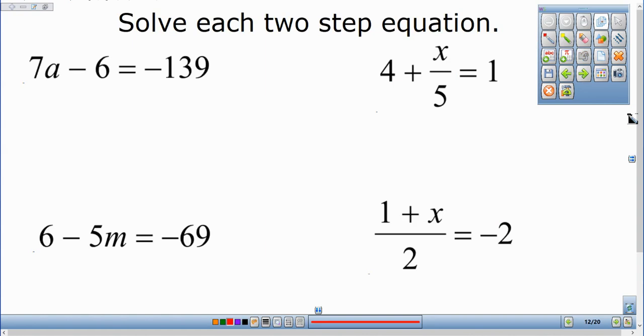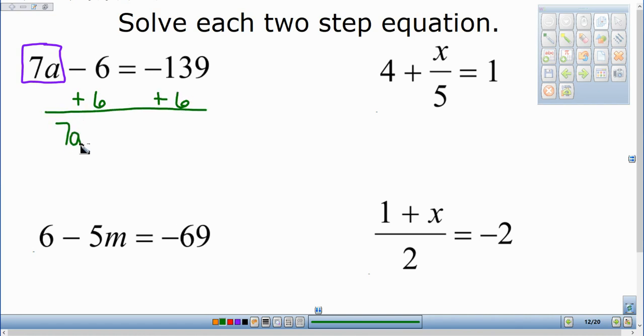Let's look at some more examples. Again, we want to focus on isolating the variable term. So in this equation, the variable term is right here. Let's get that by itself. In order to get that by itself, I would need to get rid of the negative 6. So I'm going to add 6 because that's a minus 6. Do it to both sides of the equation. And now I have 7a equals, we get a negative value because the negative is stronger with the 139. It would be negative 133.